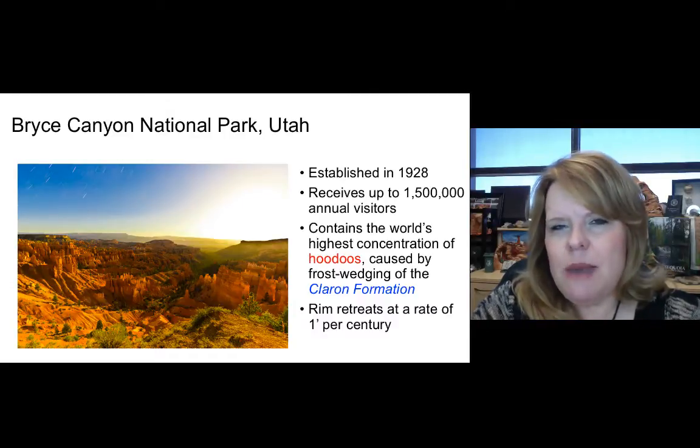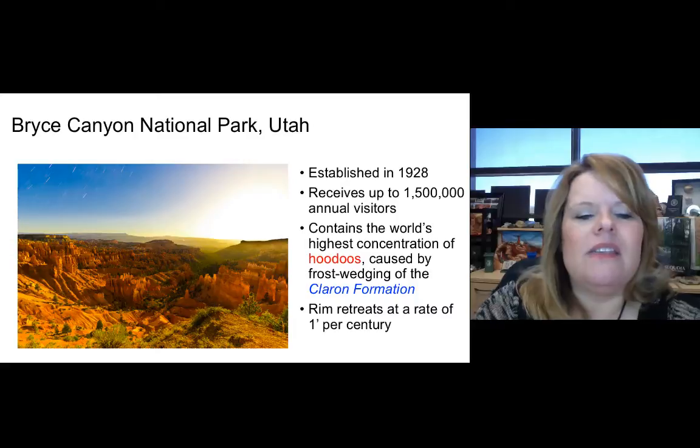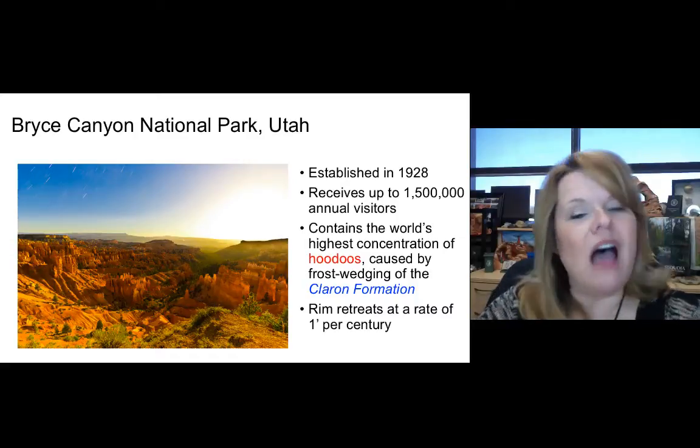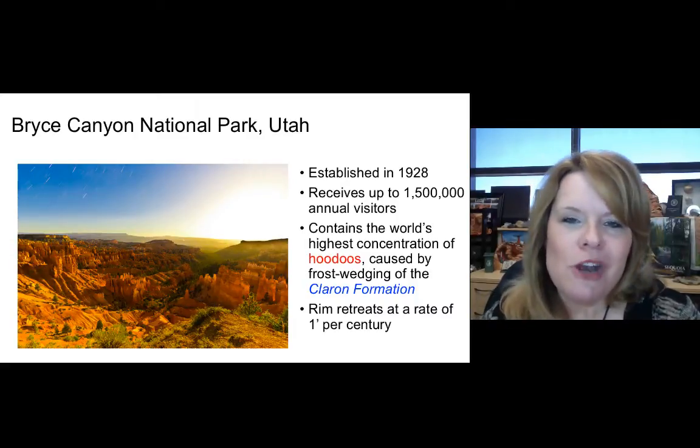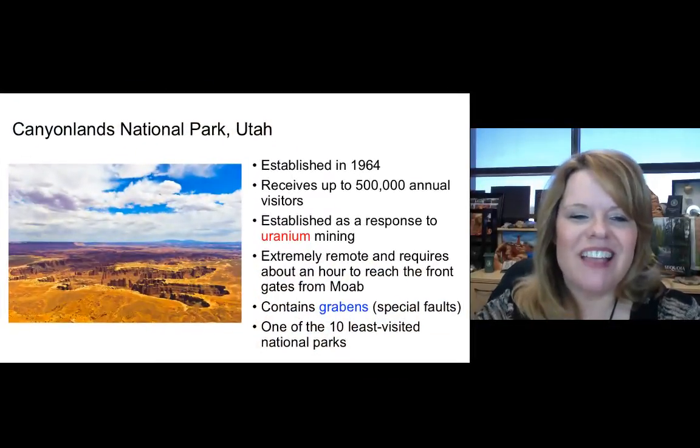The rim is retreating at about an inch a year, which means ultimately this Claron formation will erode out and there will be no more Bryce Canyon. But probably in our lifetimes, we're safe to go see it.